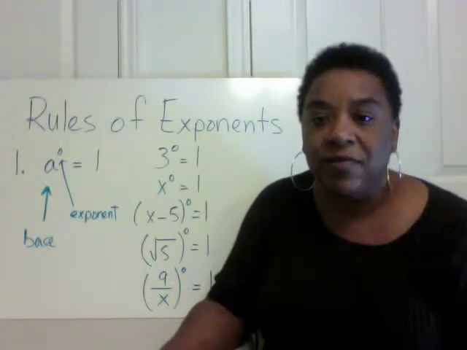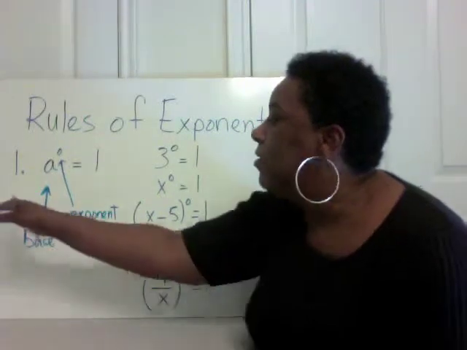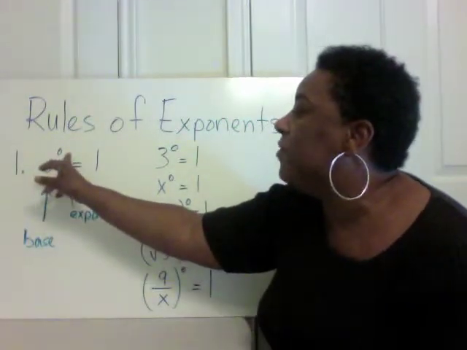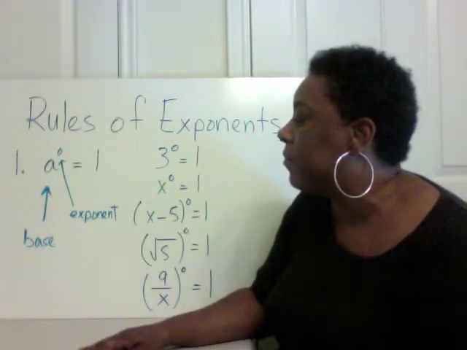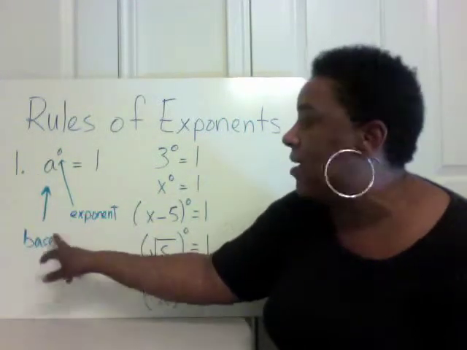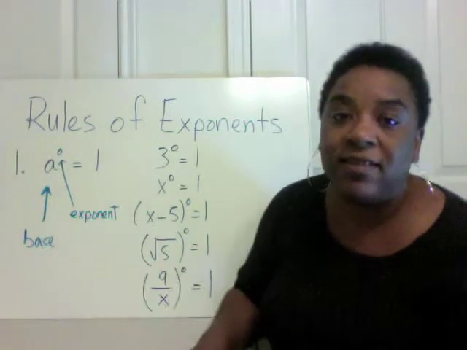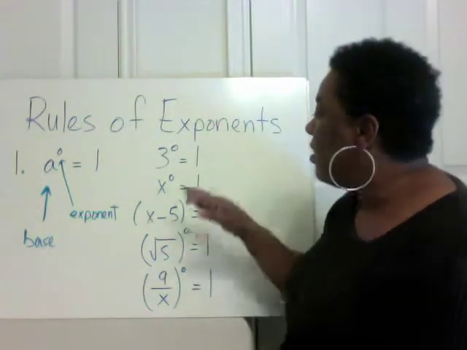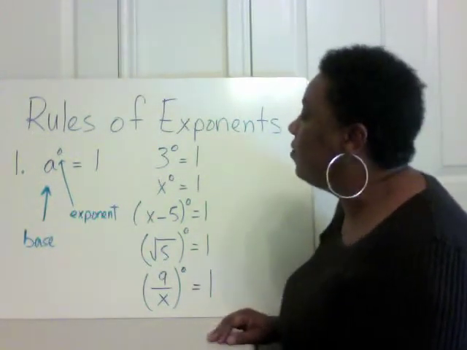Let's talk about rules of exponents. The first rule is a to the power of 0 equals 1. I want to point out here that a is our base and 0 is our exponent. So here are some examples of this rule.